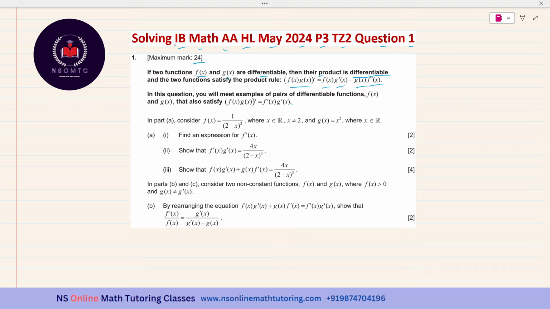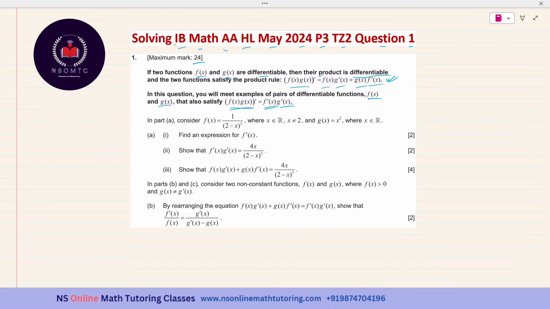to x. In this question, you will meet examples of pairs of differentiable functions f of x and g of x that also satisfy, in addition to this, the relation that the derivative of the product f of x times g of x is equal to f dash x, that is the first derivative of f of x, times the first derivative of g of x.